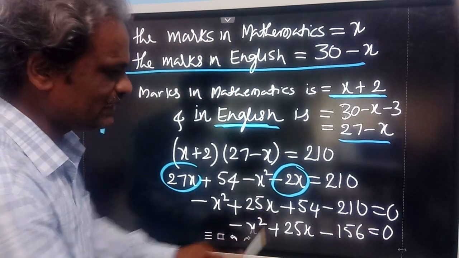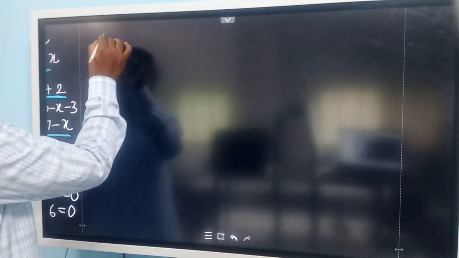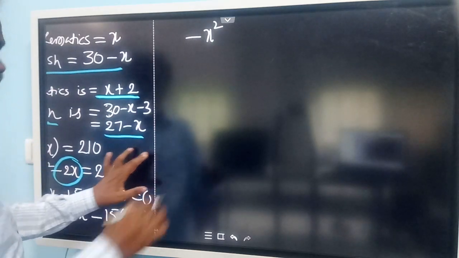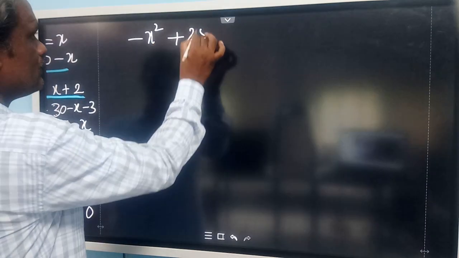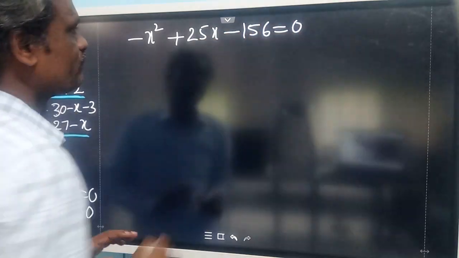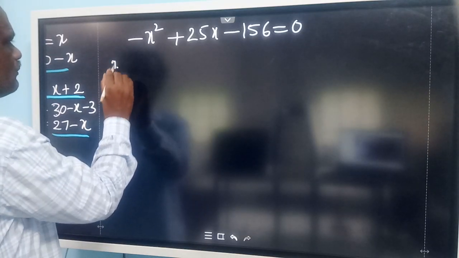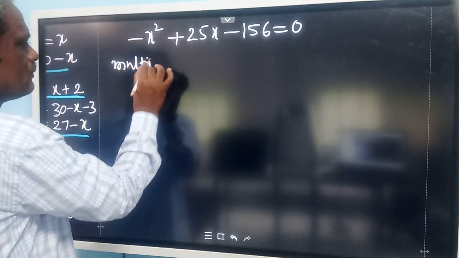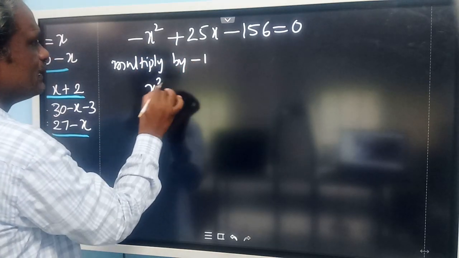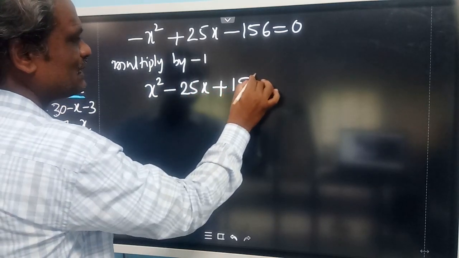Now multiply this entire equation by minus 1. What happens, you see now? Let me write once again: x squared plus 25x minus 156 is equal to 0. So now what do you do? Multiply by minus 1. So then it will become x square minus 25x plus 156 is equal to 0.